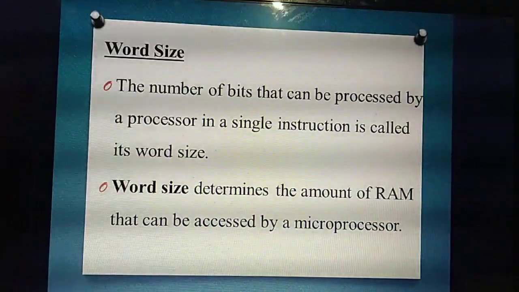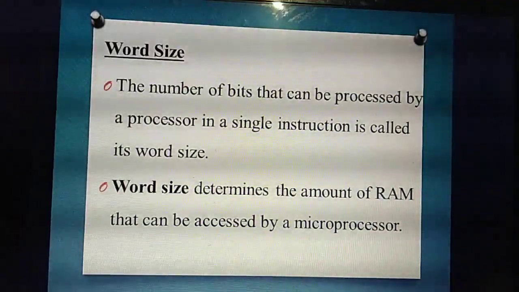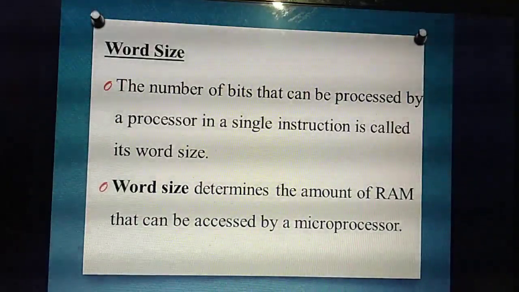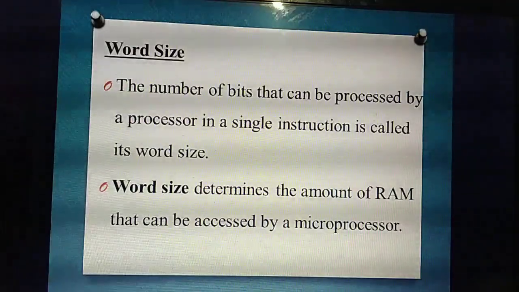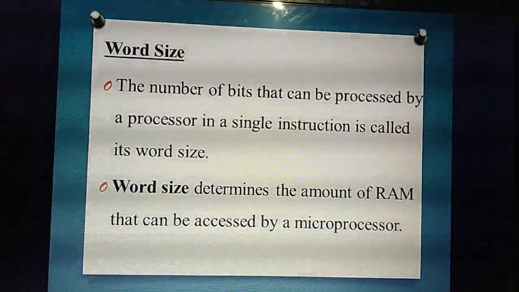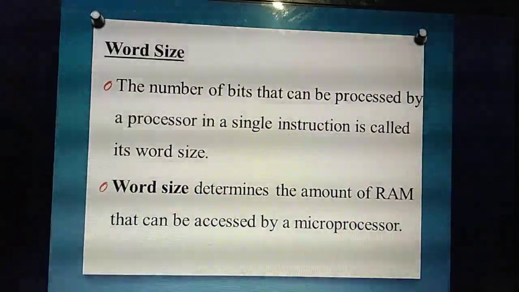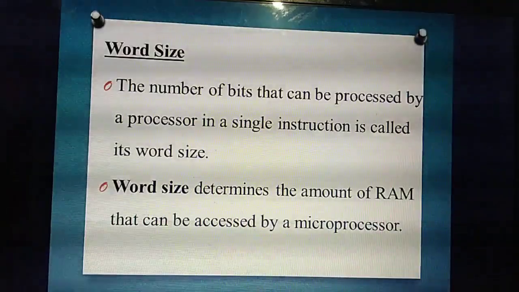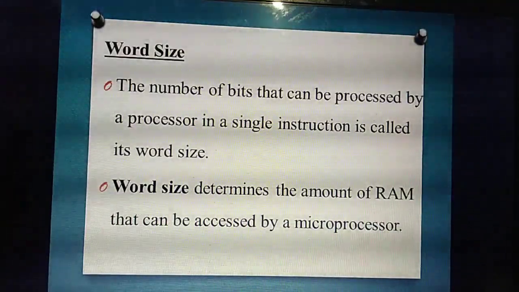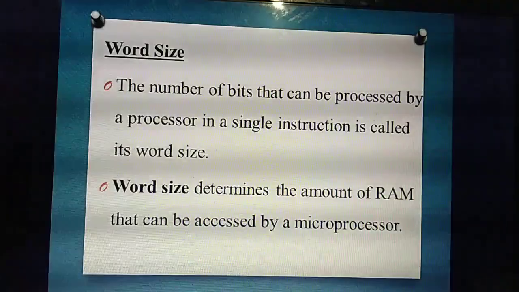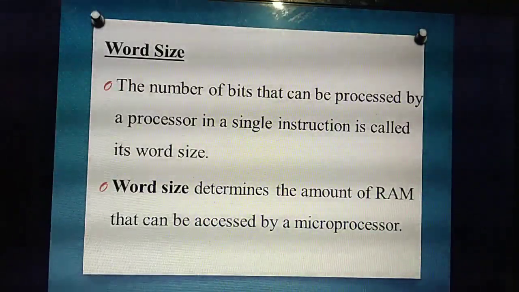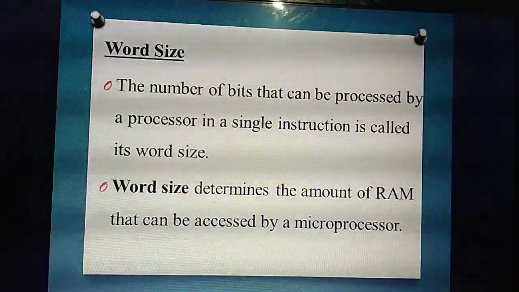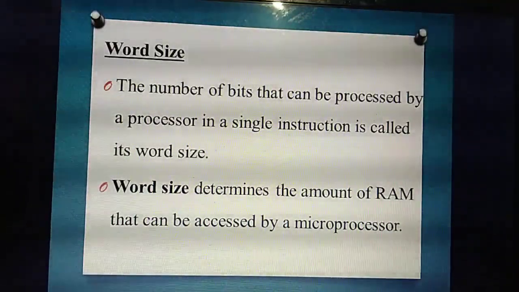Understand? So what's the third characteristic of a microprocessor? Word size. What do you mean by word size? You are giving commands or instructions to a computer to do a particular task, isn't it? So for a task, you are giving instruction. The number of bits a particular microprocessor can execute in a single instruction, that is called what? Word size. Based on this word size only, the amount of RAM, that means how much capacity or storage can be accessed by a microprocessor, which memory?